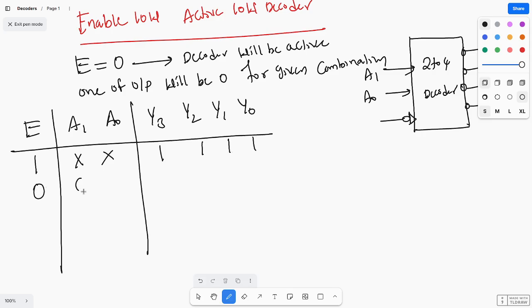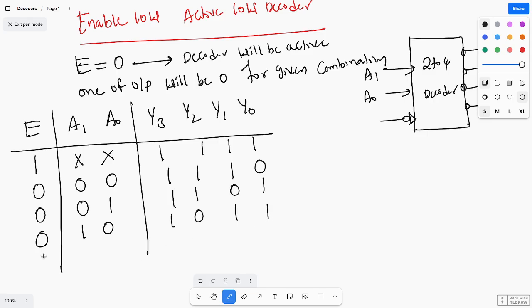When enable equal to 0 and A1 A0 are 0 0, Y0 will be 0, remaining all are 1. Enable 0 and A1 A0 are 0 1, Y1 will be 0, remaining all are 1. Enable 0 and 1 0, Y2 will be 0, remaining all are 1. When enable equal to 0 and 1 1, Y3 becomes 0, remaining all are 1.